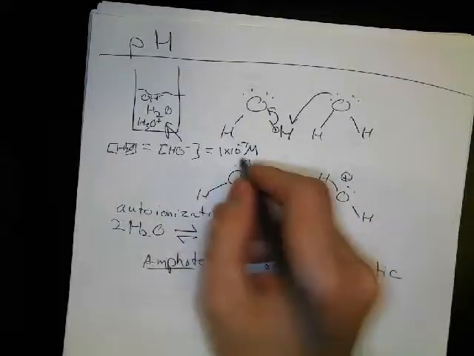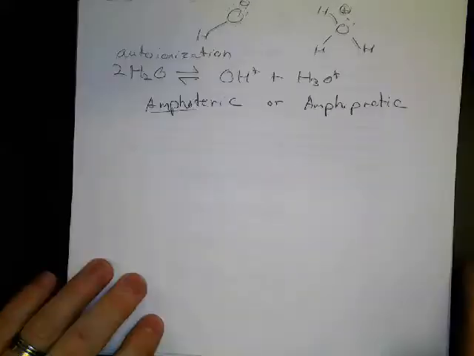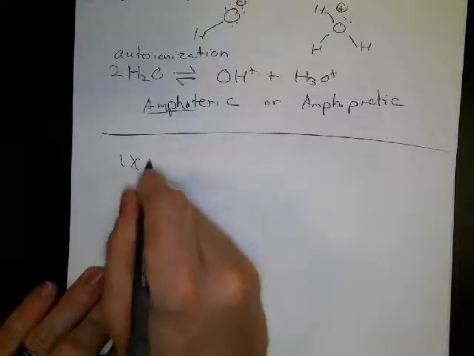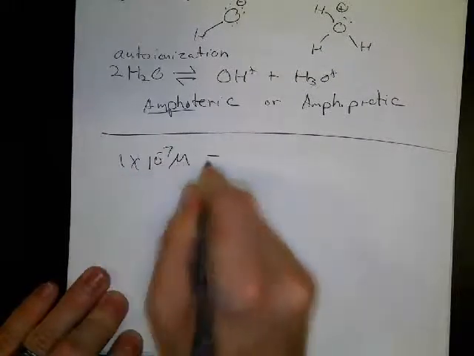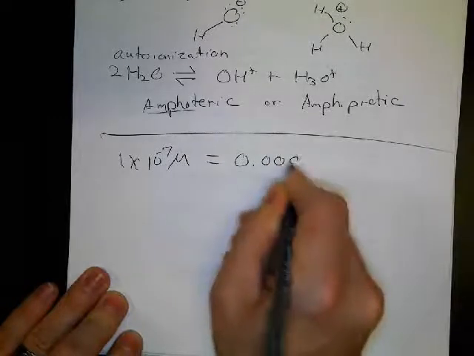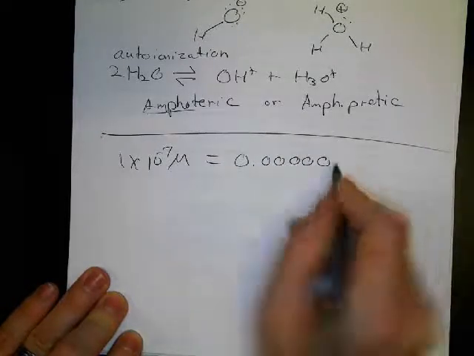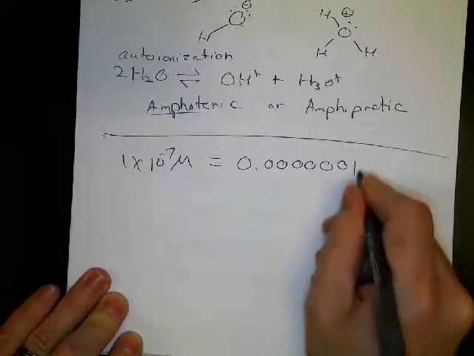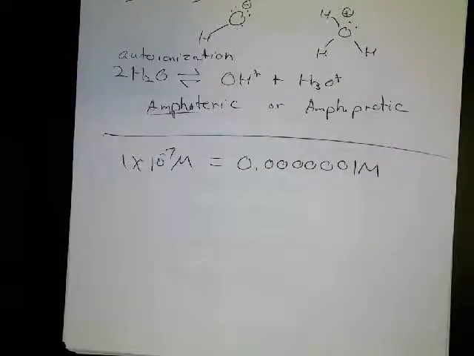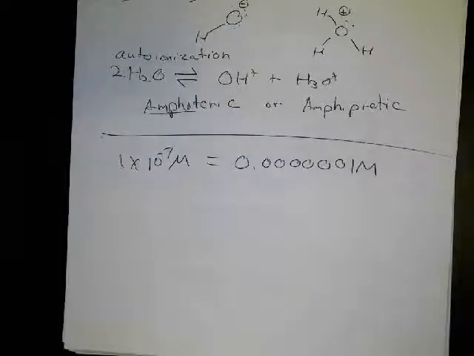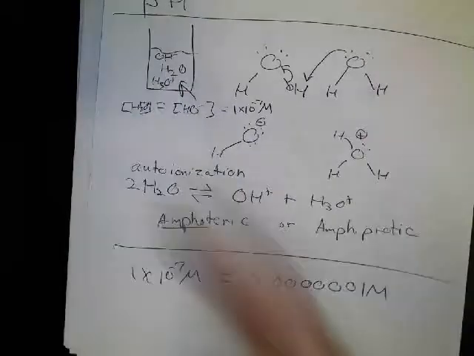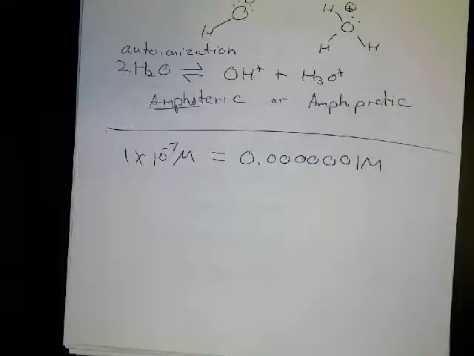Which is very small. To put that as a decimal, 1 times 10 to the minus 7 molar is 1, 2, 3, 4, 5, 6, right there, molar. So very, very, very small concentration of hydronium, and a very small concentration of hydroxide.